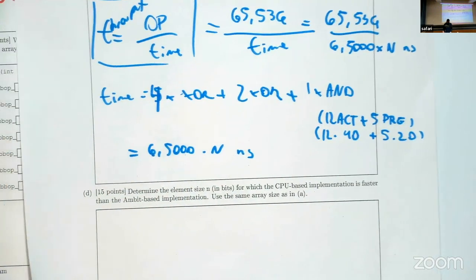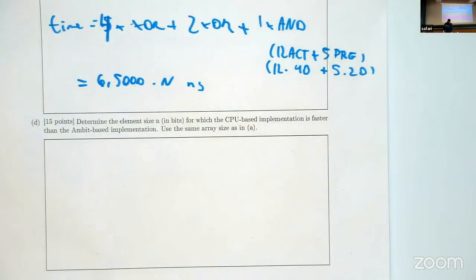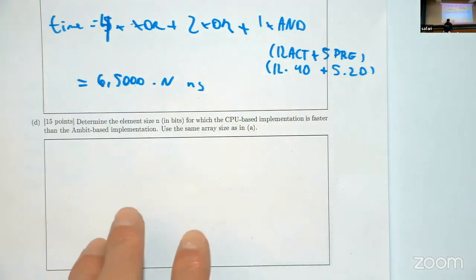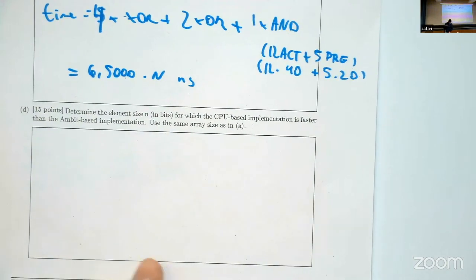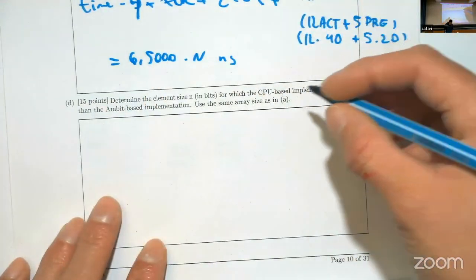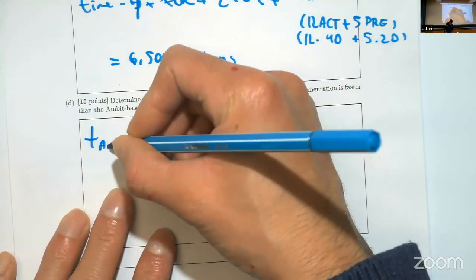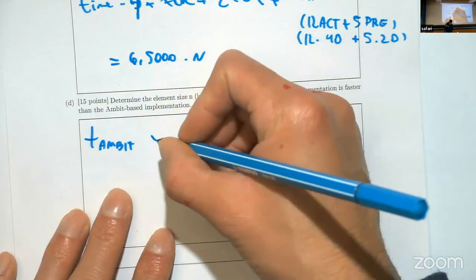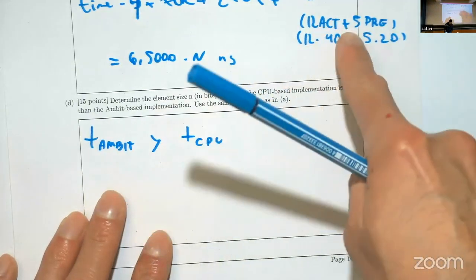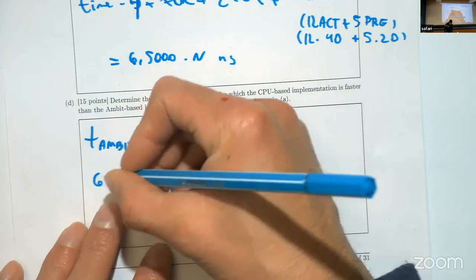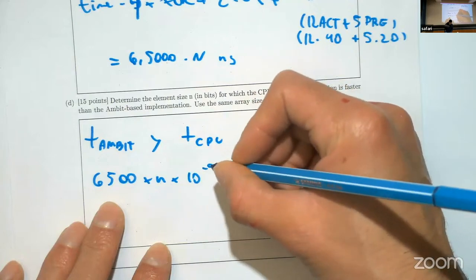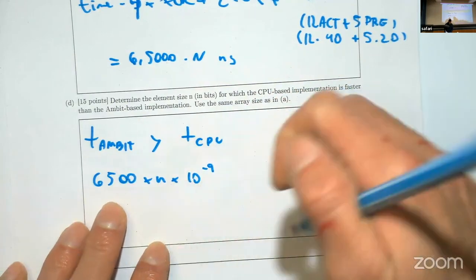Okay. The last part is asking at what size of elements the CPU implementation is faster than the Ambit implementation. To figure this out, you want the time of Ambit to be larger than the time of the CPU. We already have the time of Ambit from the previous question, so this is 5,500 times n, times a factor just because I'm converting from nanoseconds to seconds.